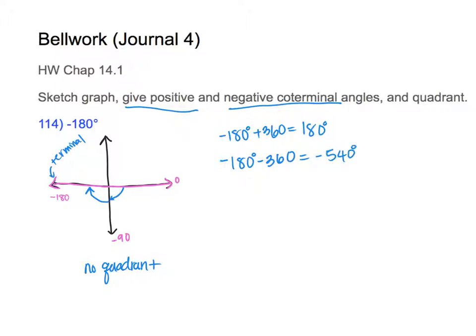And so it looks like I have a positive coterminal and a negative coterminal, and that's just by adding or subtracting 360. So remember that when you add and subtract 360, what it allows the terminal angle to do is land in the same place, because you're basically going around in a circle. Okay, so I have the coterminals, I have what quadrant, or not a quadrant, and then I have the sketch, so I'm done. All right, let's move on to today's actual lesson.